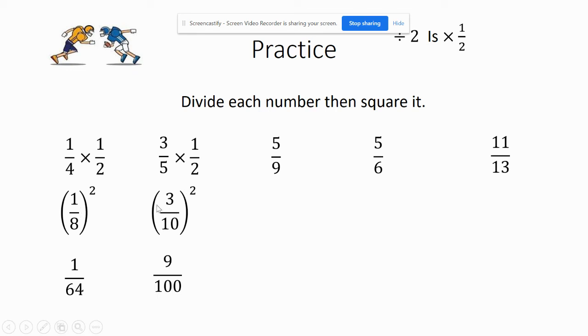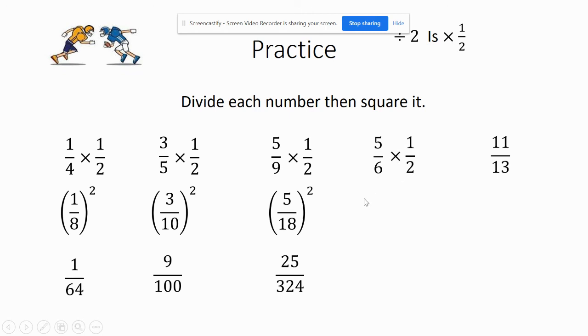Now 3/10 and 1/8 would be the numbers in the parentheses. Hey, wait a second. My top number didn't even change. That's right, because you're multiplying by 1. And your bottom denominator is just doubling. The numerator is going to stay the same. The denominator is going to double, so that's 5/18. But then I got to square it, which would be 25/324.